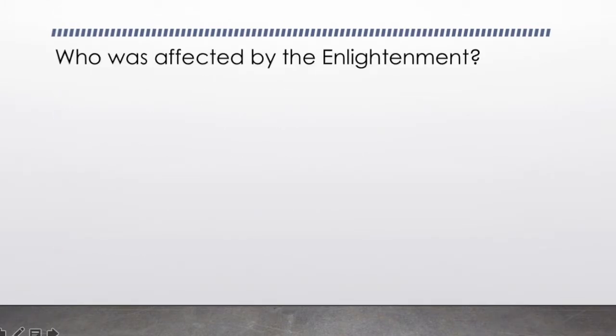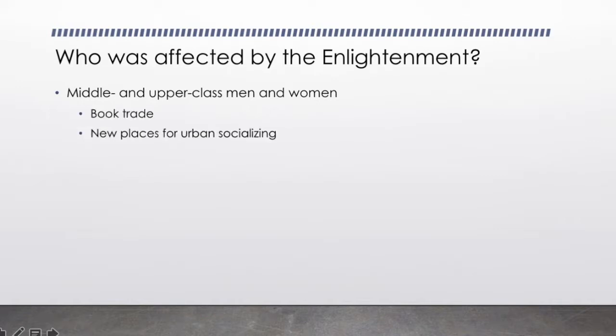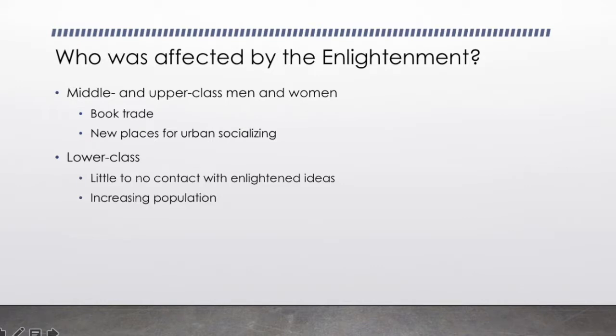Now we're going to talk about who was affected by the Enlightenment. Middle and upper class men and women were introduced to the ideas of the Enlightenment through book trade as well as new places for urban socializing, such as coffee houses, societies for the new elite. The lower class, however, had little to no contact with enlightened ideas because their lives were shaped more profoundly by increasing population, rising food prices, and ongoing wars among the great powers. In other words, they had more important things to think about, like survival and where they'd get their next meal.